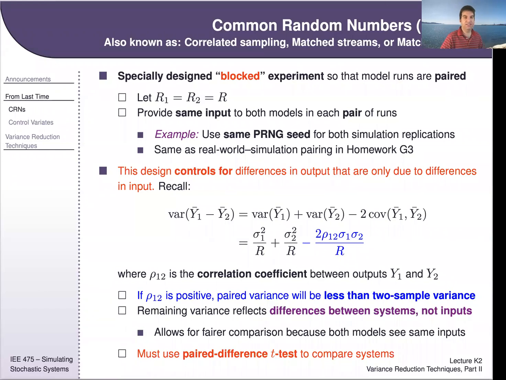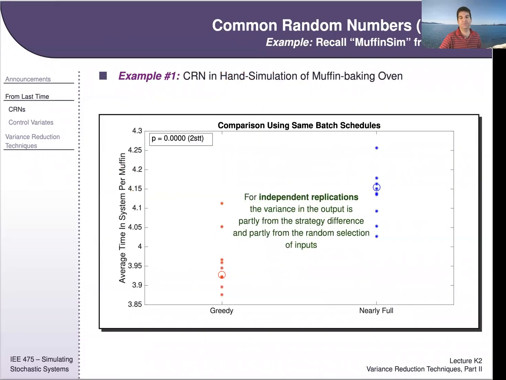Great, okay. It's a very clever trick. The first time I learned about CRNs, I was really impressed by the idea. And you did this by hand in the muffin simulation from lab 2. You were given 2 types of simulation model, one simulating a greedy model of a muffin loading operation, the other one of a nearly full model.